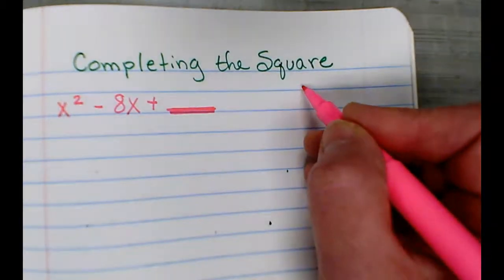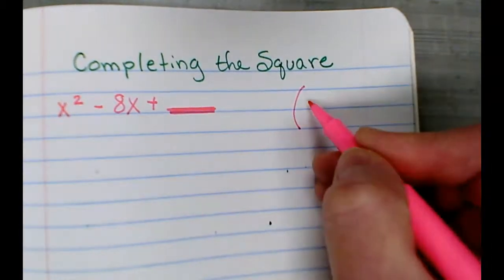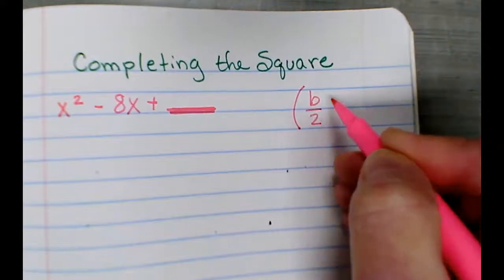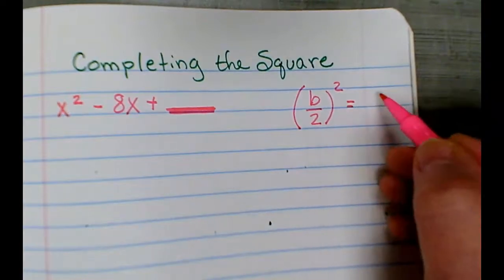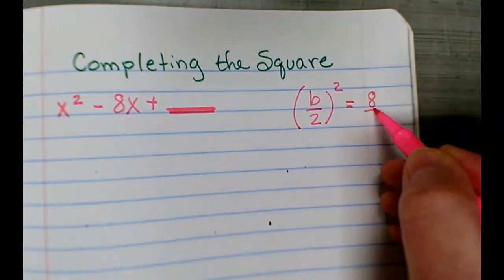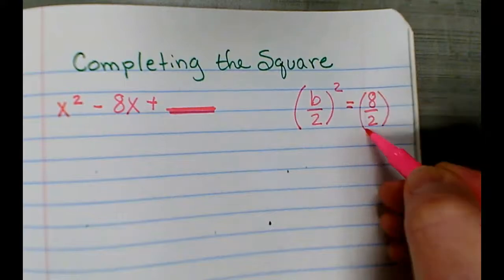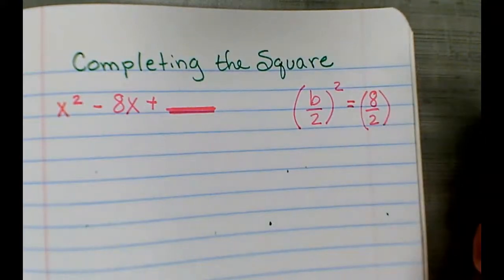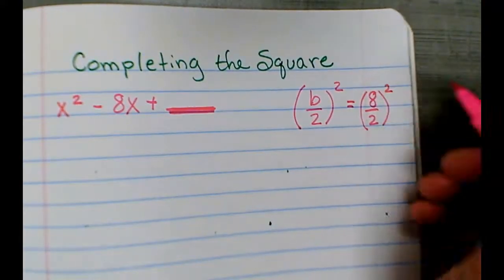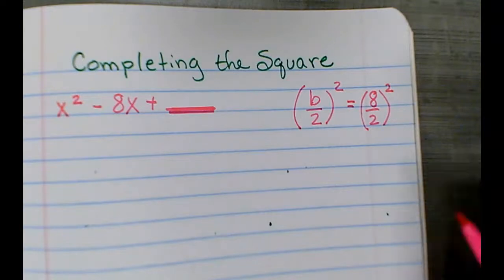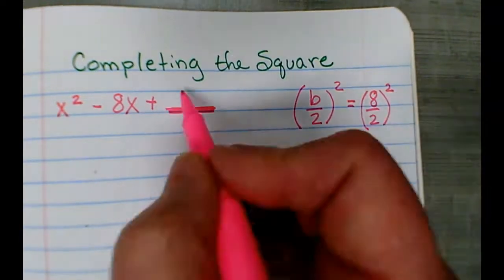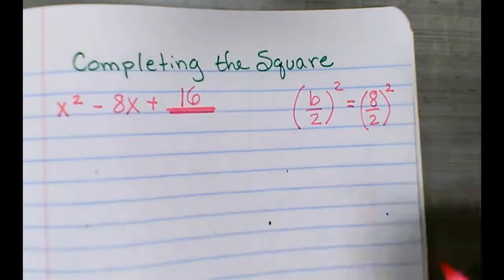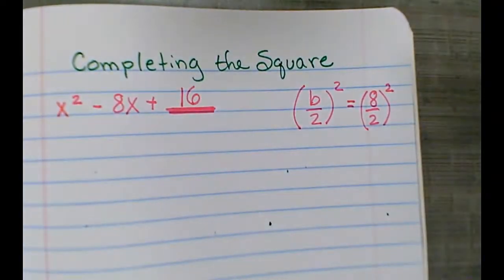Well, it's not very difficult to figure out. It's b divided by 2 and square it. b is the number in front of the x. What number is in front of the x? Now, it's actually negative 8, but I don't have to worry about the negative because when I square it, it's going to be positive anyway. What's 8 divided by 2? What's 4 squared? Now it has the perfect square pattern.